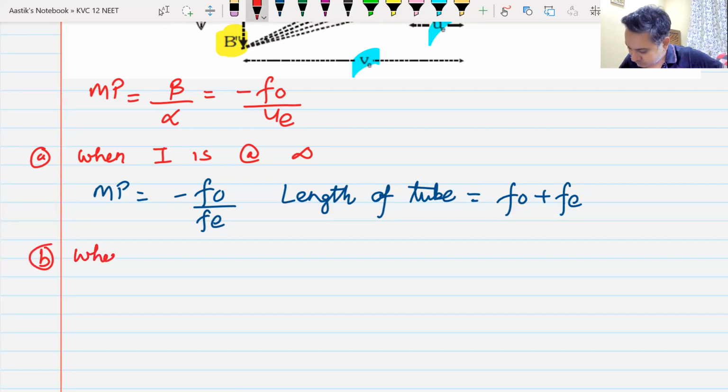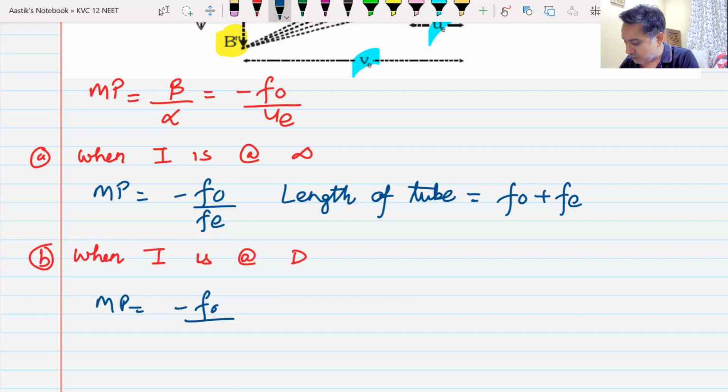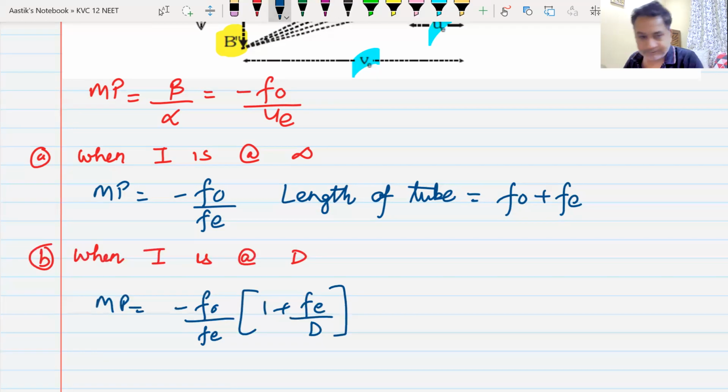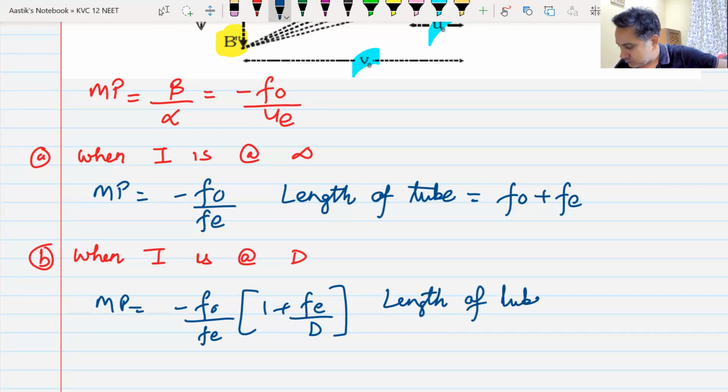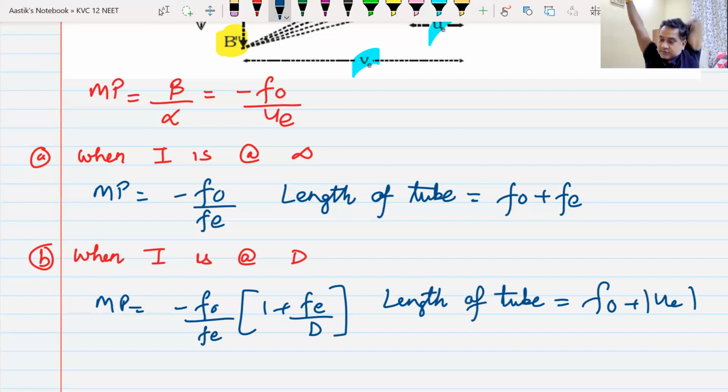When the final image is formed at D, which is the least distance of distinct vision, in that case, the formula becomes minus F naught by Fe into 1 plus Fe by D. And in this case, the length of the tube becomes F naught plus Ue. You can write it as magnitude because we are only going to use the magnitude and not the sign. I'll give you 2 minutes to note this down.